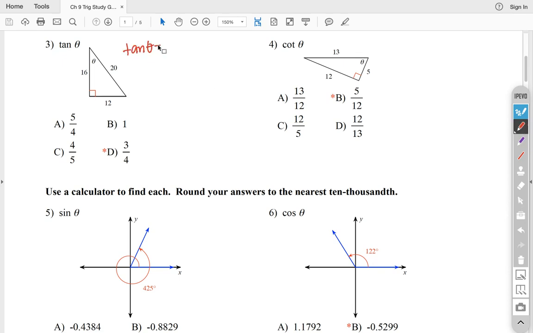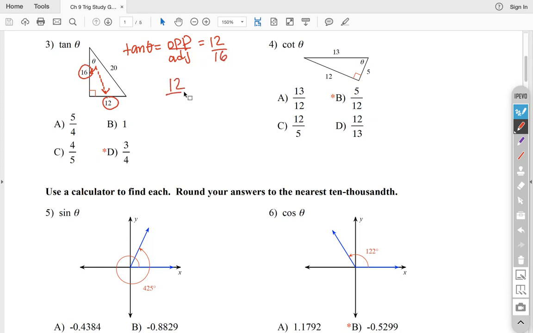Tangent of theta is going to be opposite over adjacent. And in this case, opposite is 12. So we're going to have 12 on top. And adjacent is the one next to it, which is 16, not hypotenuse, that's 20. So it's opposite over adjacent, 12 over 16.